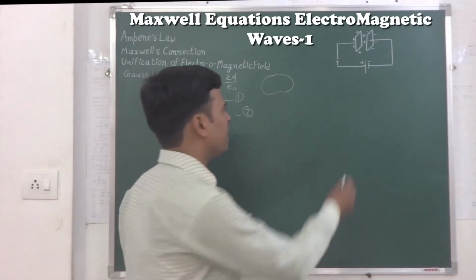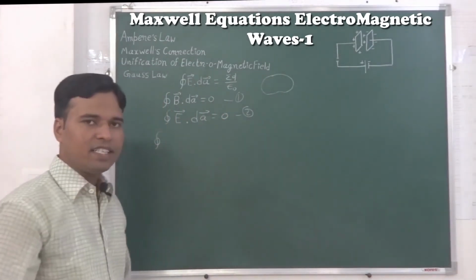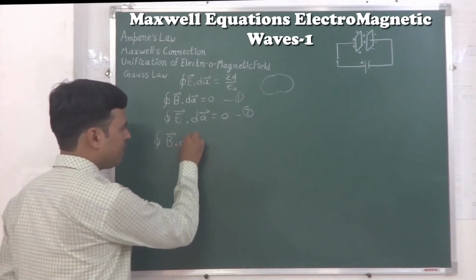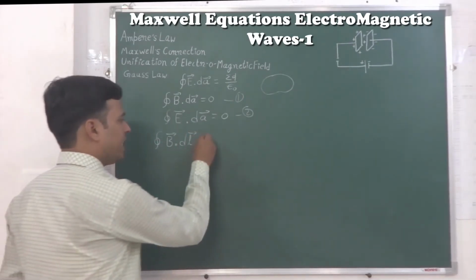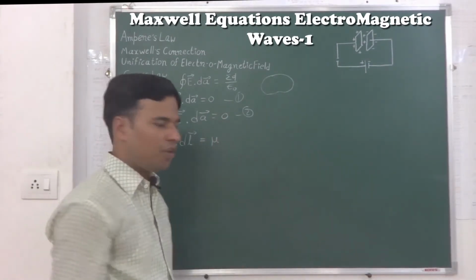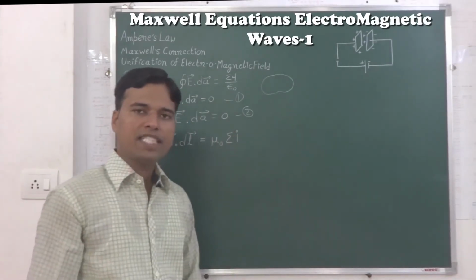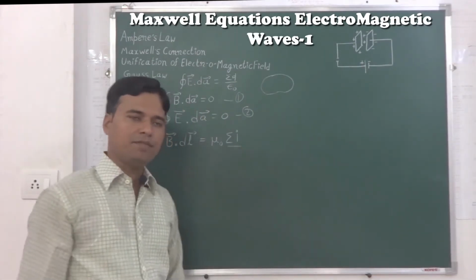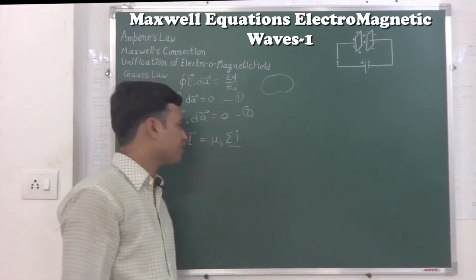One more equation is called the Ampere's equation. According to that, the line integral of magnetic field B vector dot dl vector over a closed loop is equal to the permeability of the medium times the total current passing through this loop. This is the arithmetic sum of all the currents passing through this closed loop.